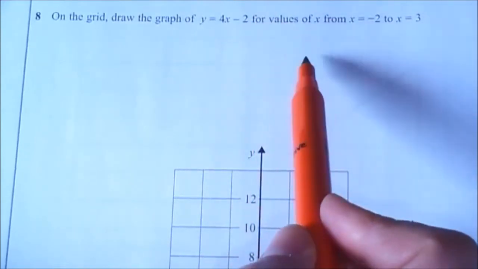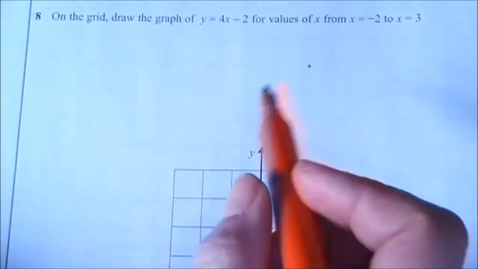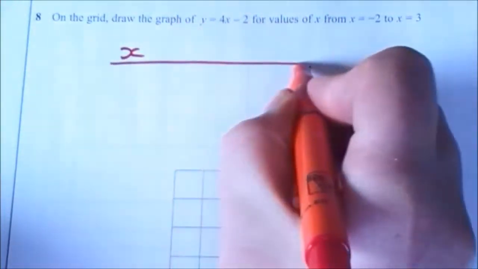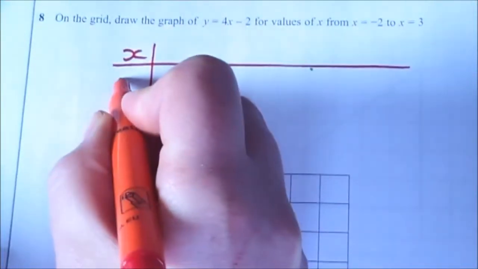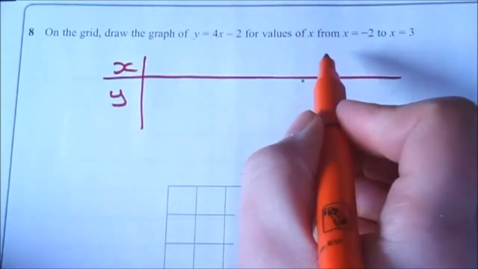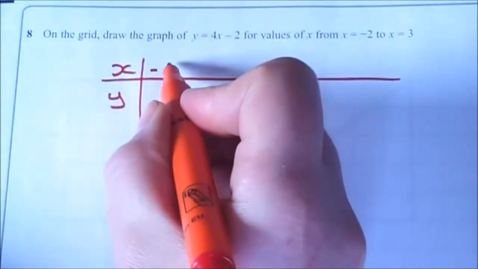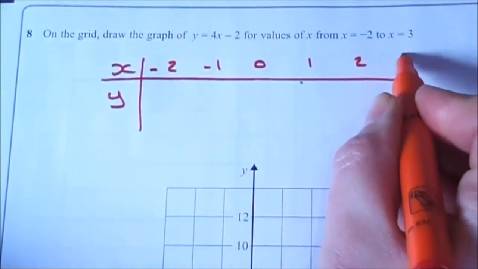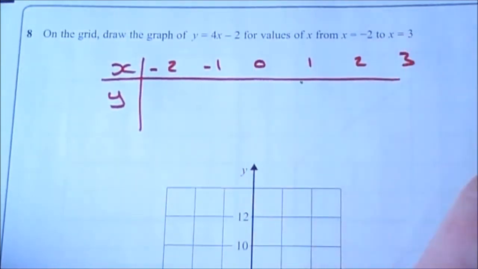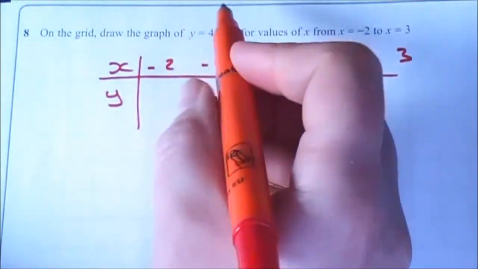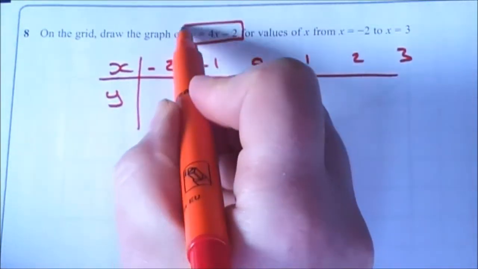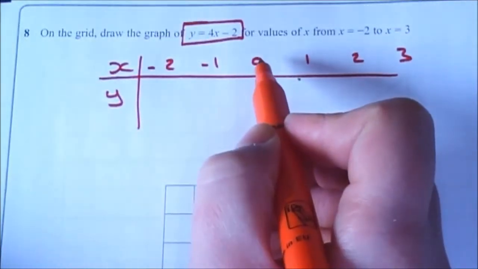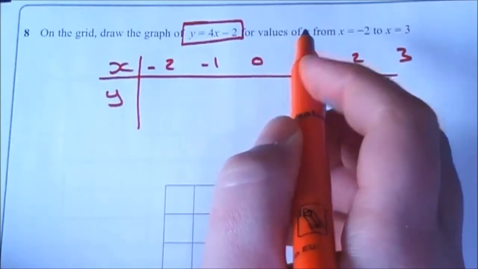So the fact that they've specified what values they want means that you need to put a table of values in for this with your x values and your y values. So we want the x values from -2, -1, 0, 1, 2, 3, because it goes from -2 to 3. And in order to find y, I use the equation y equals 4x minus 2. So I'm going to start with the positive numbers because they're easier.